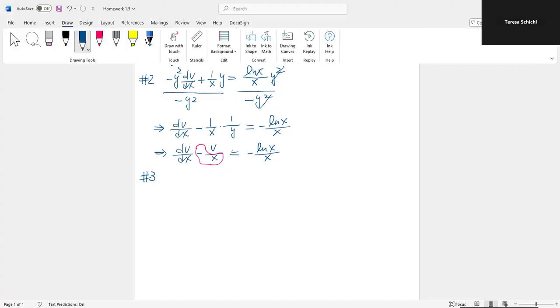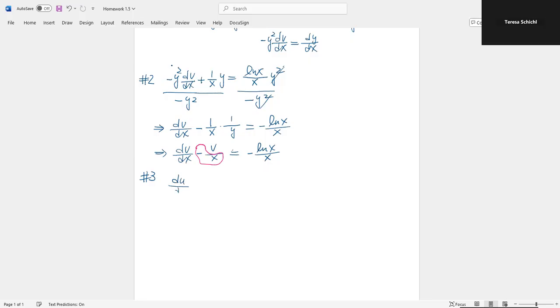So here I said du/dx will be equal to negative 1 over x times u. Now I need to solve for u. I can just do a separation: du over u is equal to negative dx over x. Then I integrate both sides.